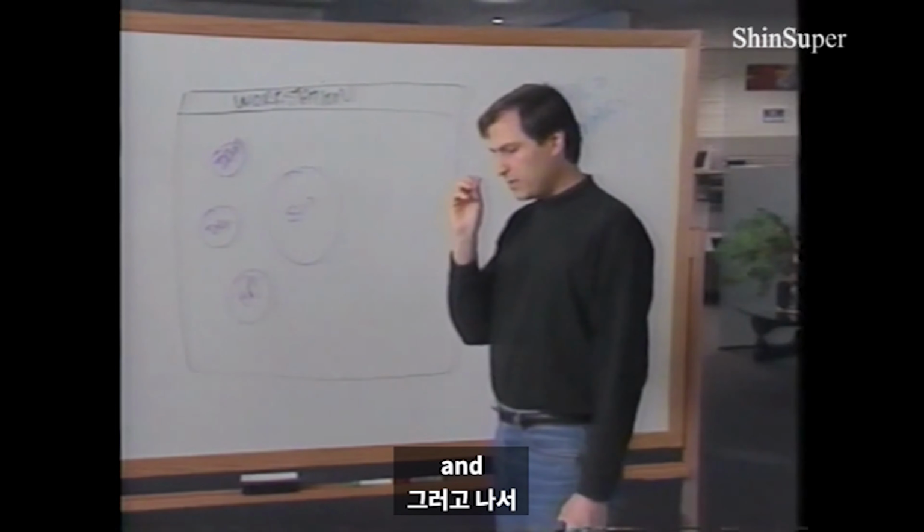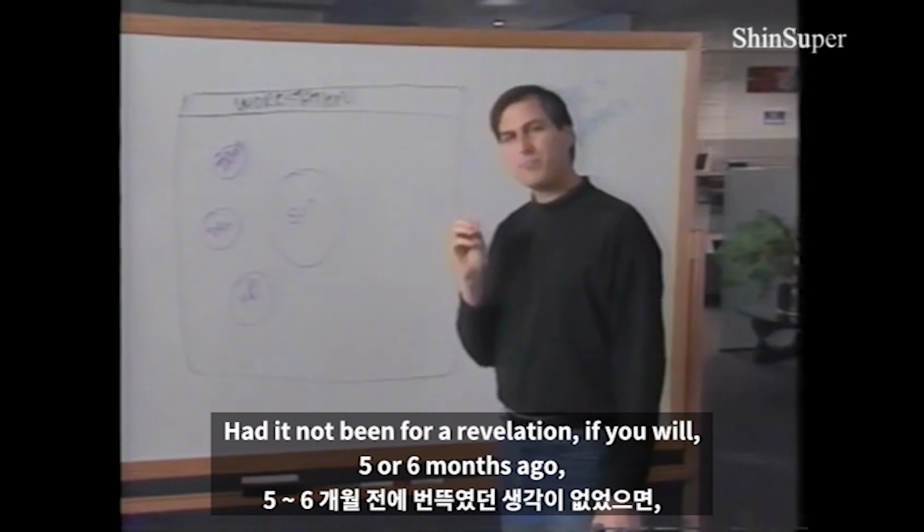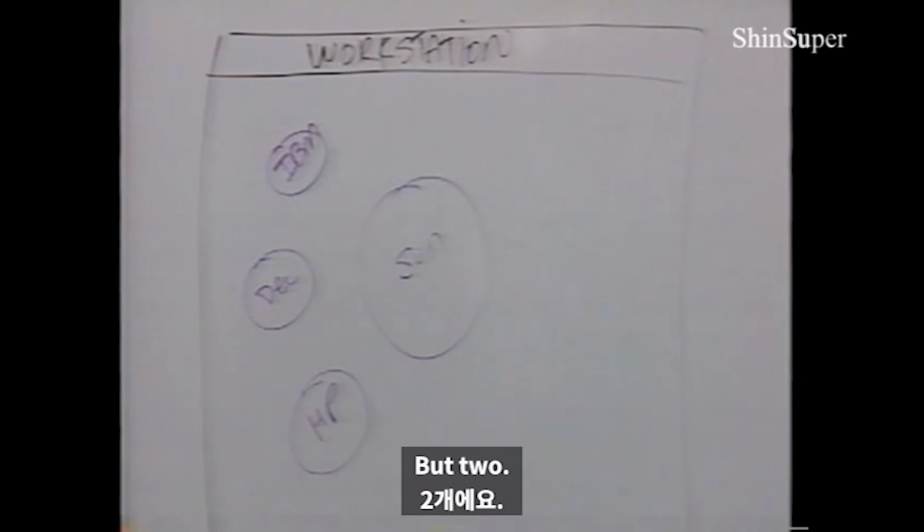And had it not been for a revelation, if you will, 5 or 6 months ago, we probably would still be oscillating today. And that revelation was that somebody turned up the power of our microscope a little bit, and we saw something very important. And what we saw was that the workstation marketplace is really not just one workstation marketplace, but two.